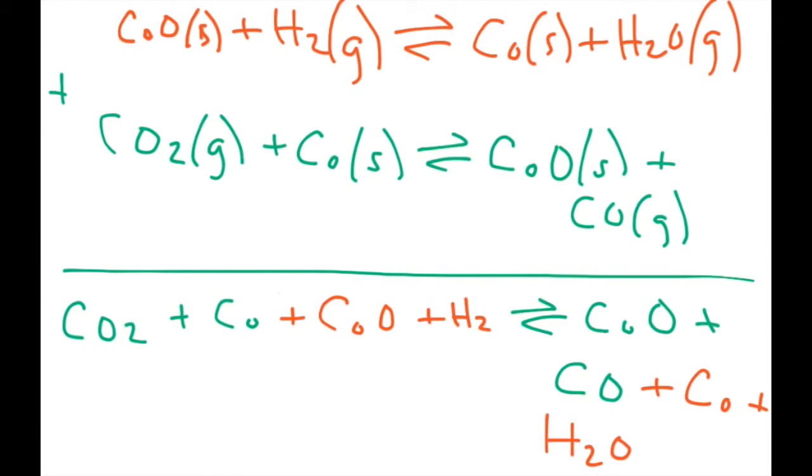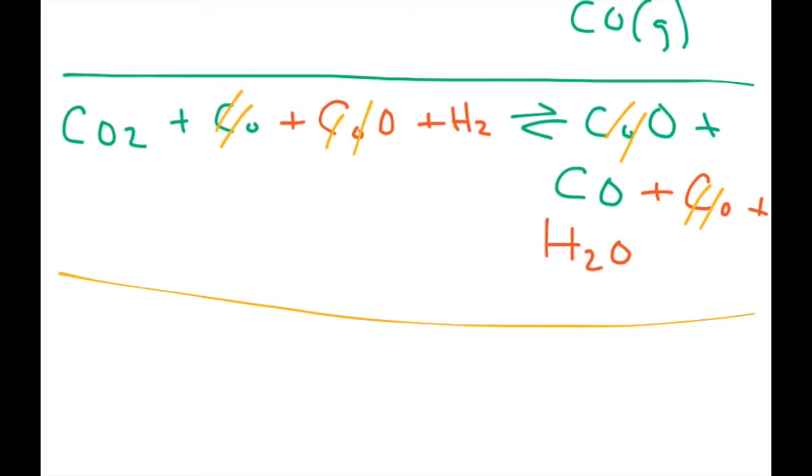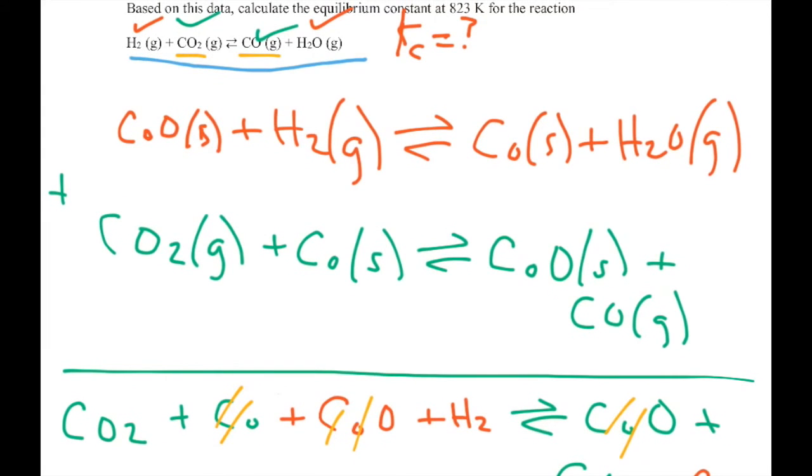Okay. So now we can cross out things that appear on either side of the arrow. We notice that cobalt appears on either side, and also the COO appears on either side. So we're left with CO2 plus H2 gives us CO plus water. And we look up above, and that matches our overall reaction. So now we need to find the Kc for this.